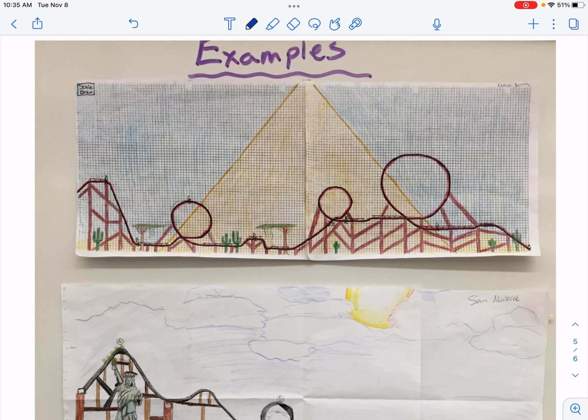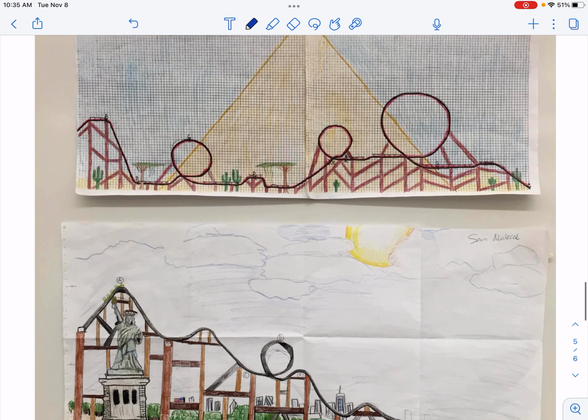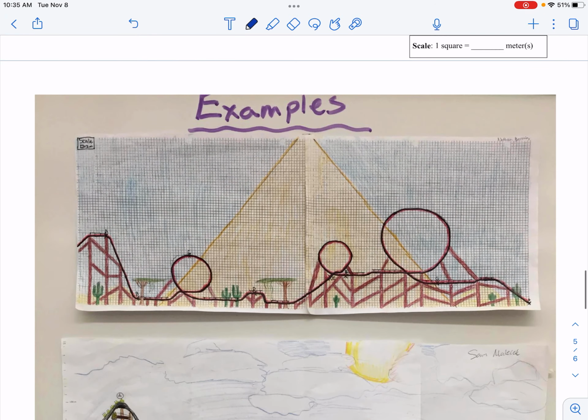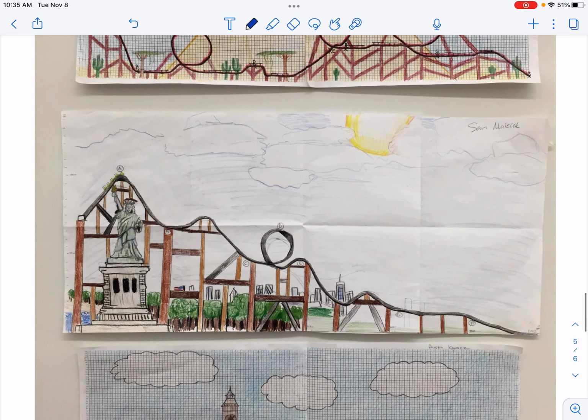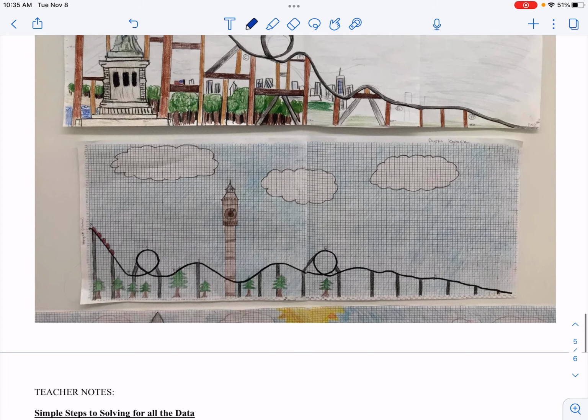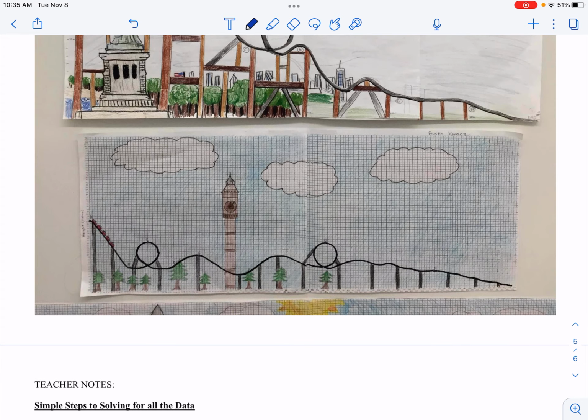All right. So one thing that we're going to do is choose some sort of world monument to have in the background to, again, just give our roller coaster a sense of scale, because we want to make it as tall as a real life roller coaster, obviously scaled down to a paper version size, right? See a couple different examples here. One with the pyramid in the background, Statue of Liberty in the background, and Big Ben.